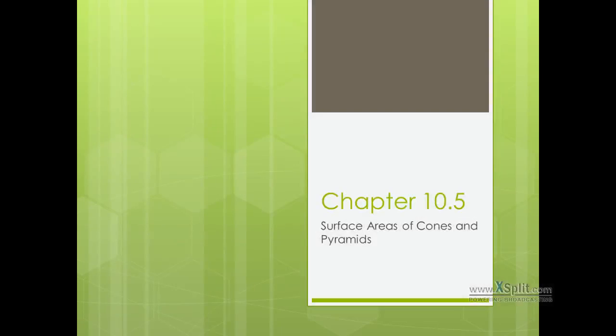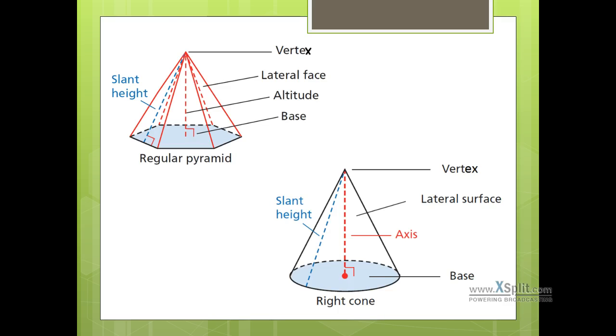Today we're going to be looking at Chapter 10.5. This is a chapter on surface areas of cones and pyramids. If you've not yet done Chapter 10.4, please do so first. That's the surface areas of prisms and cylinders. We're going to be looking at cones and pyramids this time around.